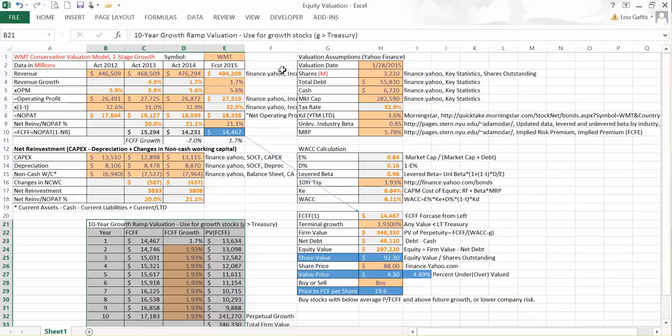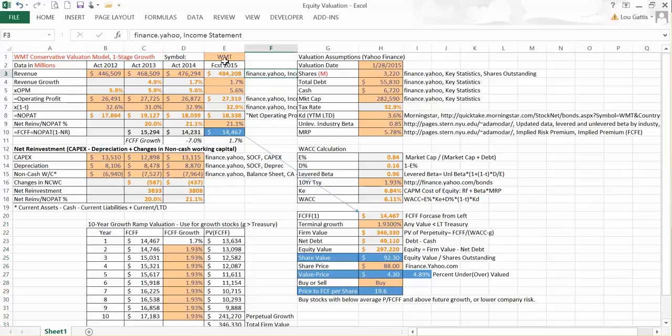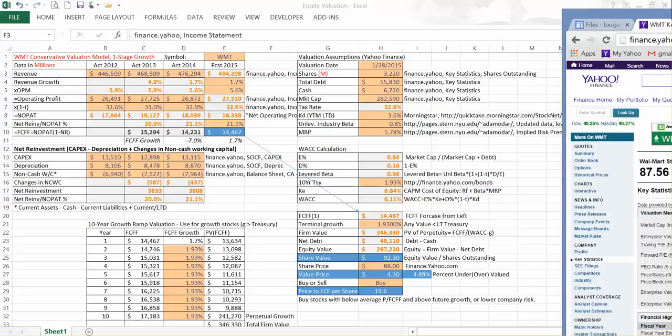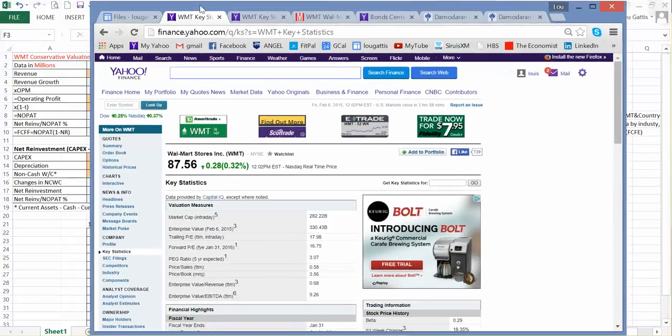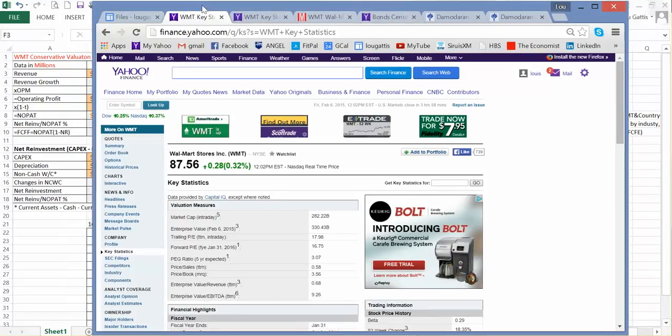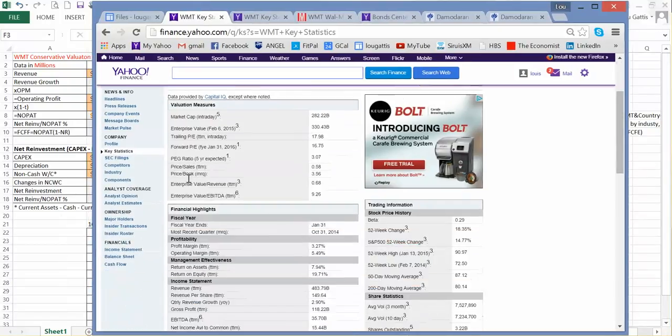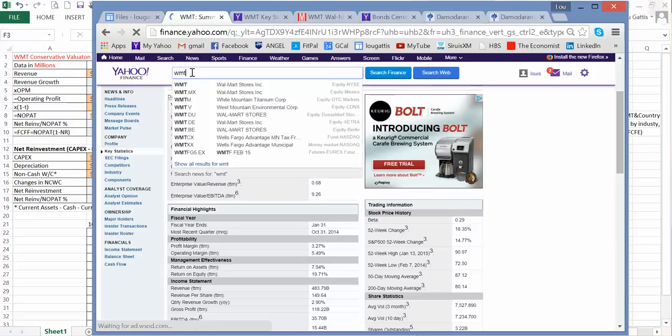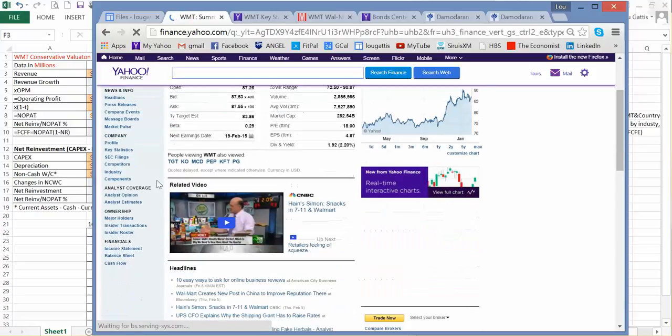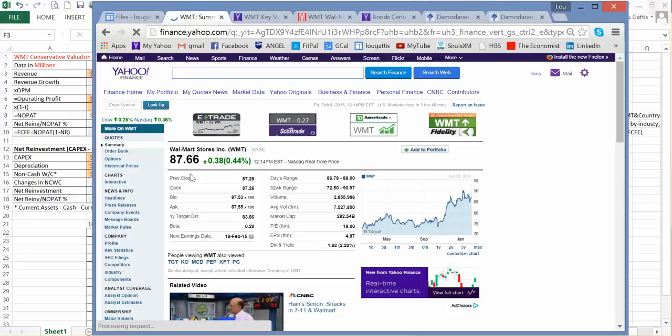First thing, I want to go to Yahoo Finance and pick up the stock price, $87 or $88. And then I'm going to go to their income statement and balance sheet and cash flow statement. They're down here to the left. Again, this is Yahoo Finance. You just go to finance.yahoo.com, type in a symbol, say Walmart. You can get the stock price on the front page.